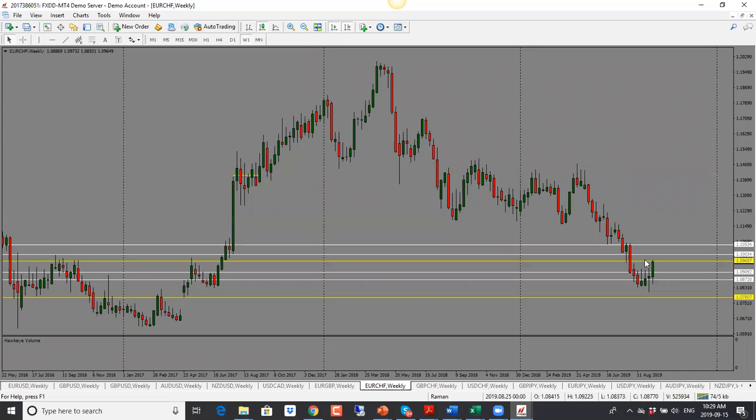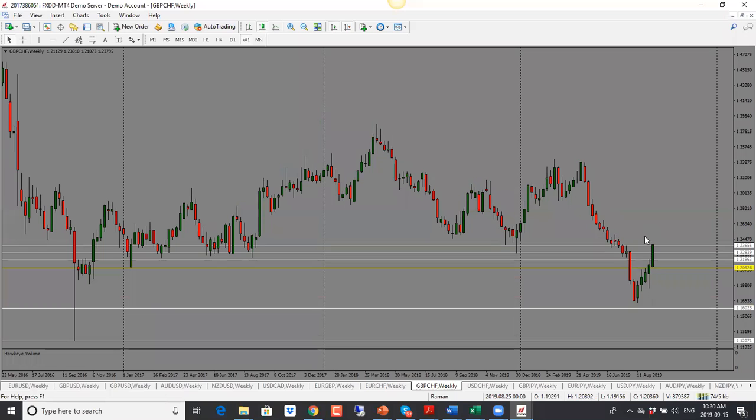Euro Swiss franc, this is looking bullish here. We are into resistance, so just be mindful of that. But bias is bullish and likely to see a further move to the upside, looking at 1.1050 as the target here. So bias is bullish for Euro Swiss franc.